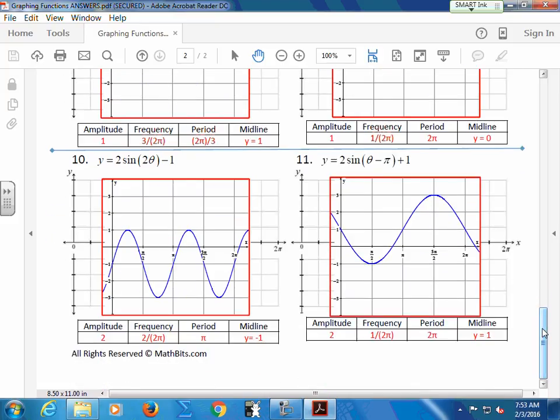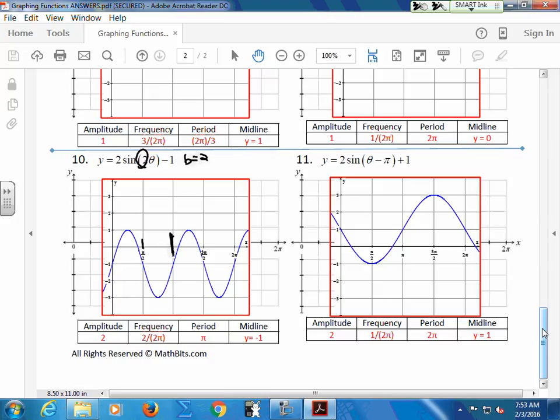Now, your last two. It's got a lot going on here. This is a sine curve. It's got a frequency of 2. What does that tell me? So there's going to be 2 cycles. 2 cycles in 2 pi. How long to complete 1? Pi. So every pi, I need to make a cycle.